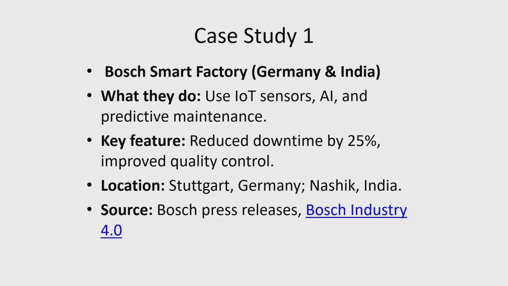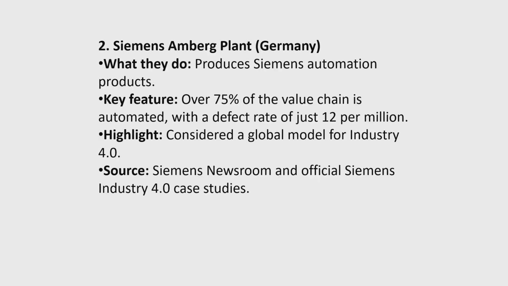Otherwise maintenance activity takes time, but here downtime got reduced and quality control improved. This factory is in Germany and also in Nashik, India. You can get information from various sources. Then the Siemens Amberg plant, Germany: what they do is produce Siemens automation products.